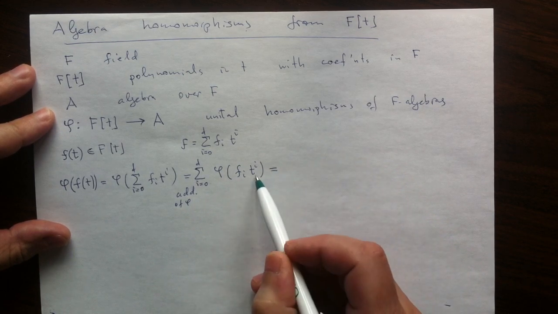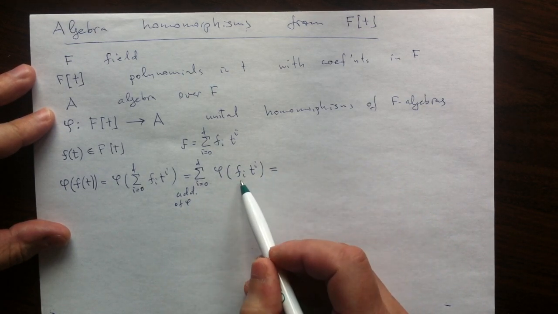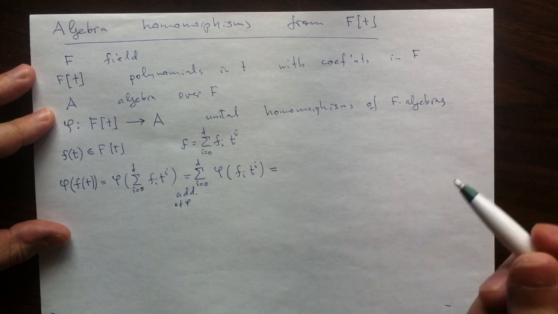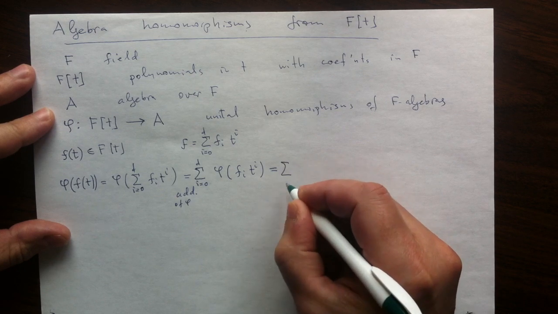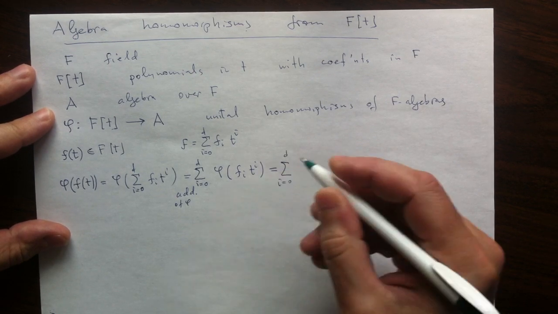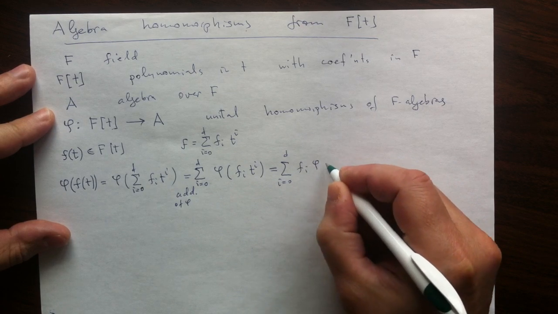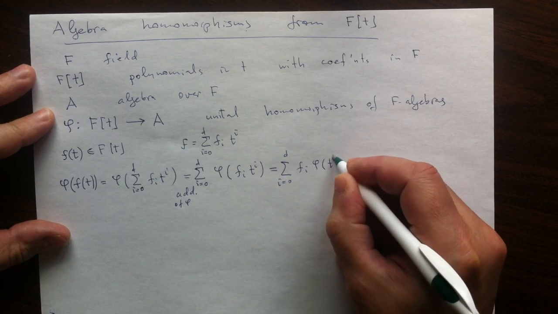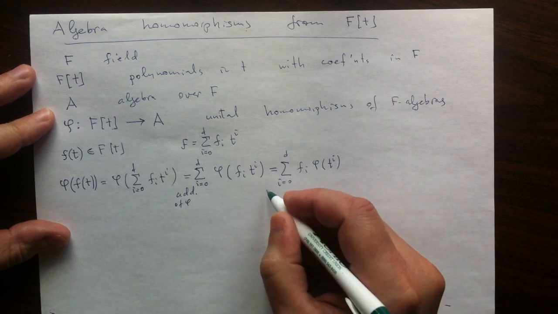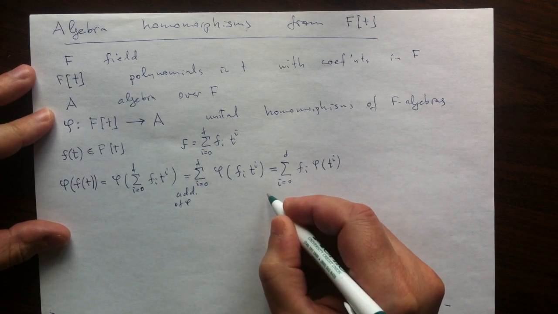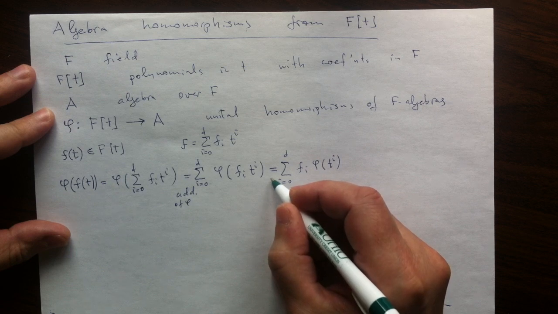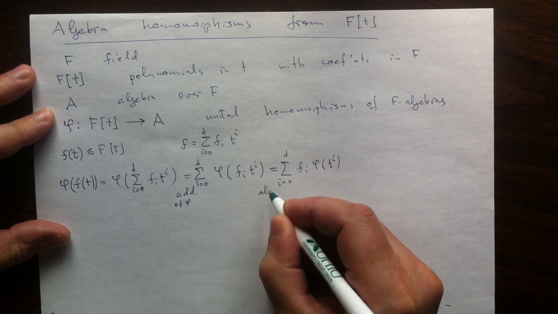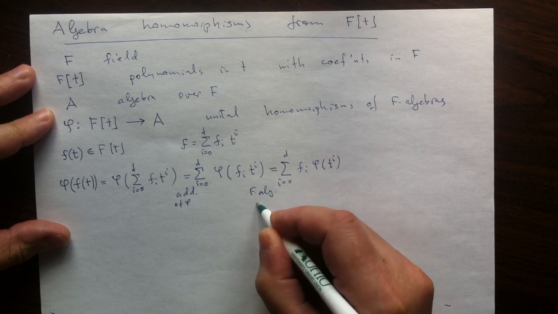Any monomial is a product of a power of t and a scalar. So being an F algebra homomorphism allows us to take these scalars out of phi, and we will now have a linear combination with coefficients in our basic field F of the values of phi on the powers of t. So that step was using the F algebra property of phi.